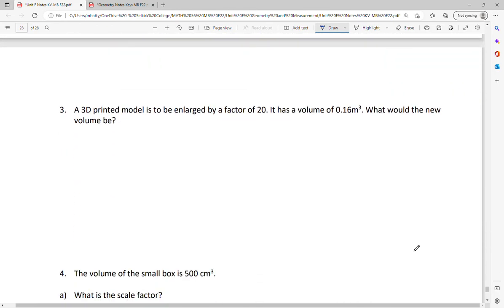So we've got a 3D model, printed model. It's supposed to be enlarged by a factor of 20. So the model has a volume of 0.16 meters cubed. What would the new volume be? And so we know my V1, we know my scale factor, right? And the key thing here is that we're talking about volume. So that's going to cube my scale factor.